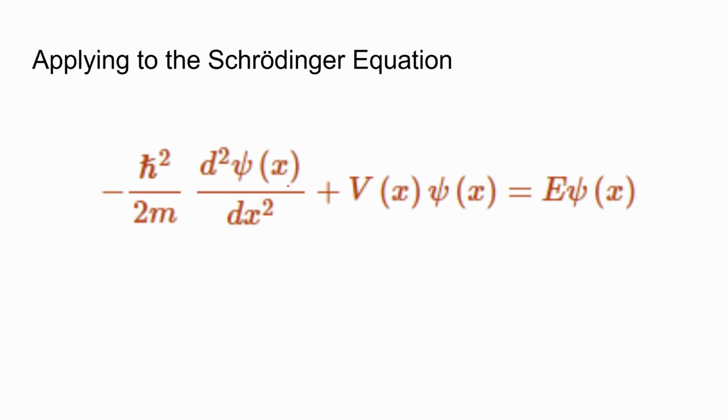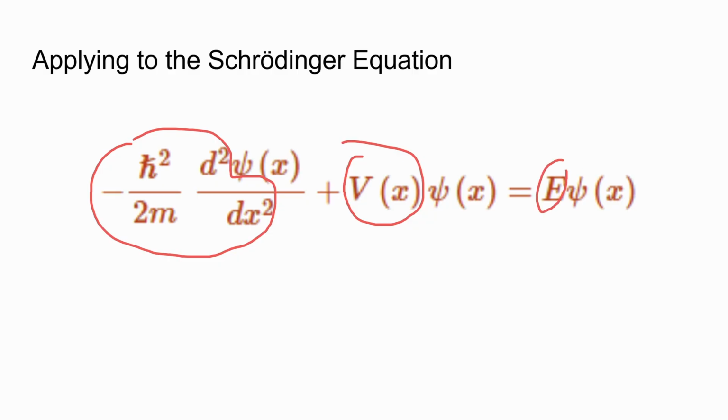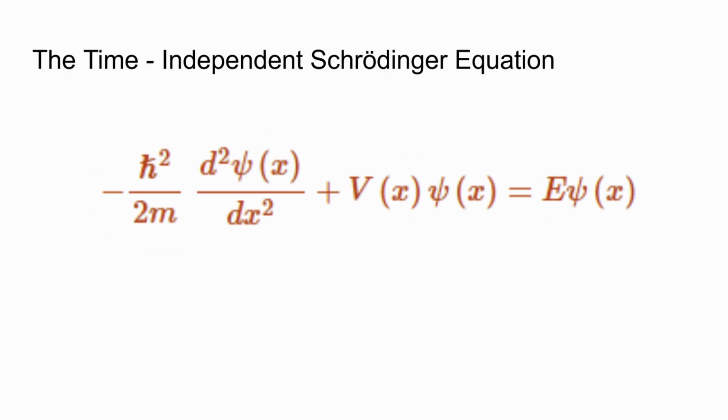Now this looks pretty complicated, but it's actually very simple to analyze. It's basically the kinetic energy plus our potential energy equals the total energy. The kinetic energy is going to be this right here. Our potential energy is going to be this term right here. And of course, our total energy is this right here. And by applying the specific conditions of a system, we can determine the possible wave functions of that system.